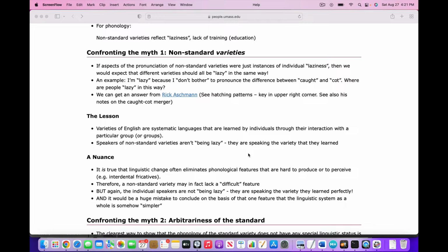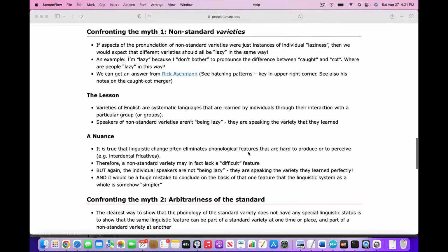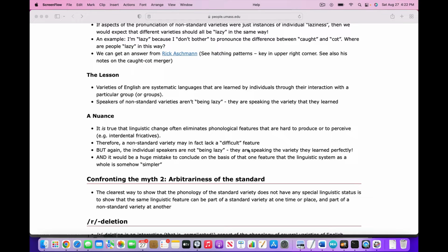Now, there is a nuance here that I'm almost afraid to talk about, but I think it's important. It is actually true that linguistic change over time in a language sometimes eliminates phonological features that are hard to produce or hard to perceive. For example, interdental fricatives, the th sounds in English, are absent from many varieties. But again, if you learn a variety that happens to lack those and has instead f and v or t and d, you're not being lazy in saying ta da or fa va. You're speaking the variety that you learned perfectly. And it would be a huge mistake to conclude on the basis of that one feature that the linguistic system as a whole is somehow simpler in one way or another.